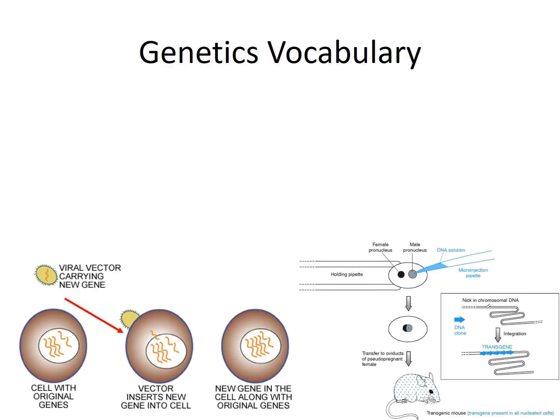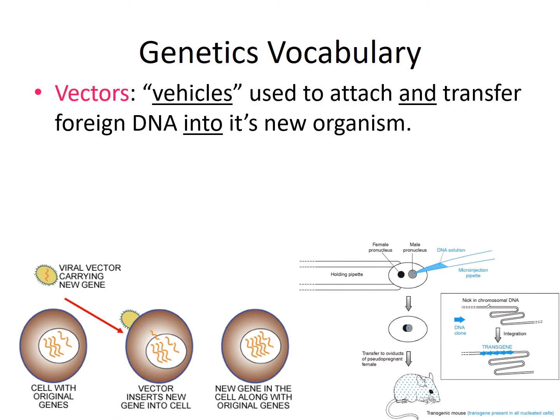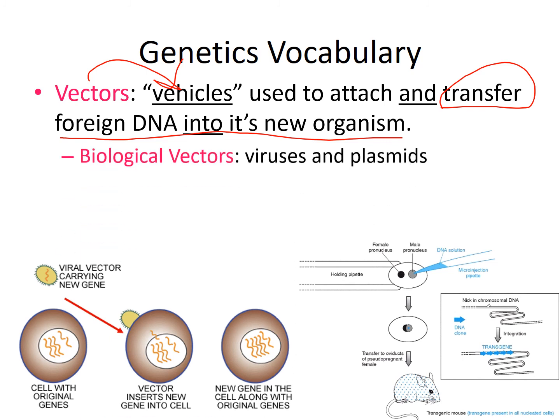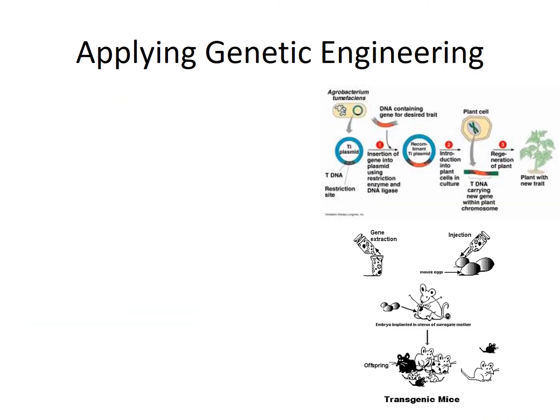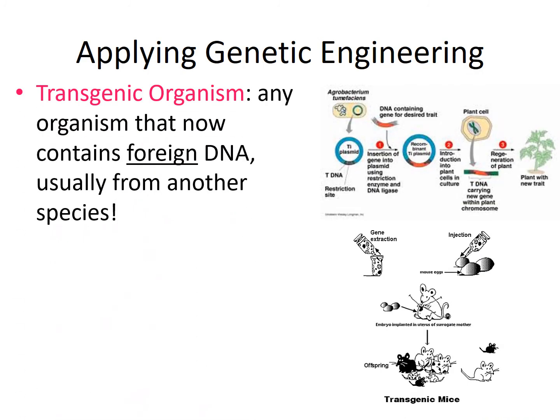There's different vocabulary for the genetics. We have vectors, which are vehicles. Okay, vectors, vehicles, and it's attached to transfer. What does a vehicle do? Transfer, drive you around. Foreign DNA into a new organism. So a vector is a vehicle to get the foreign DNA to the new organism. We have biological vectors, which are viruses and such, and then we also have mechanical, which is micropipetting and tiny metal bullets. So applying genetic engineering, we have transgenic organisms.